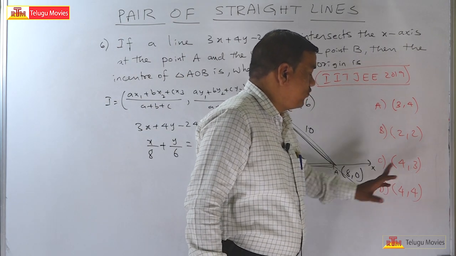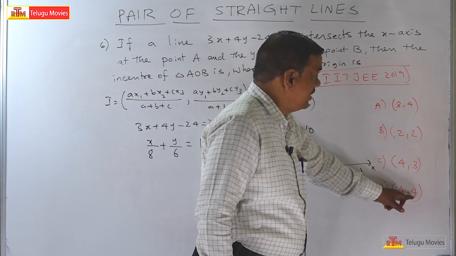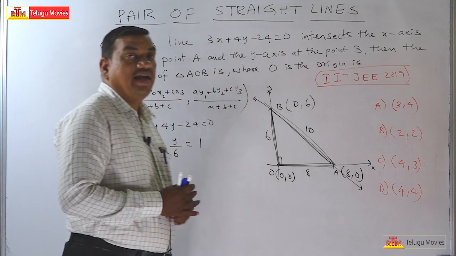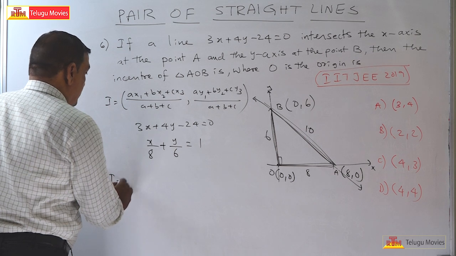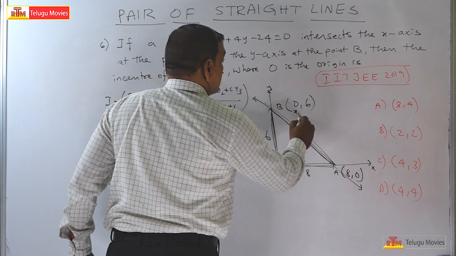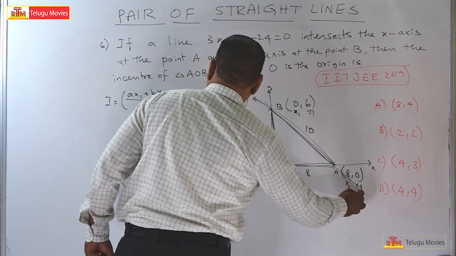So, let us find the x coordinates and y coordinates separately. First I will find the x coordinate. You call them x1, y1, x2, y2, and this is x3, y3.